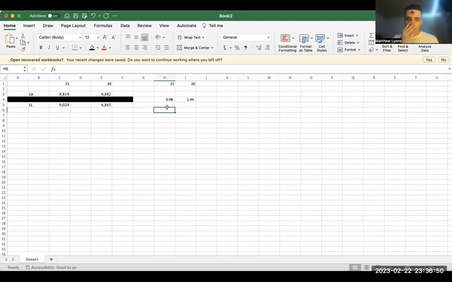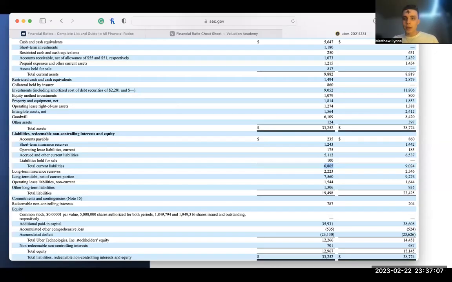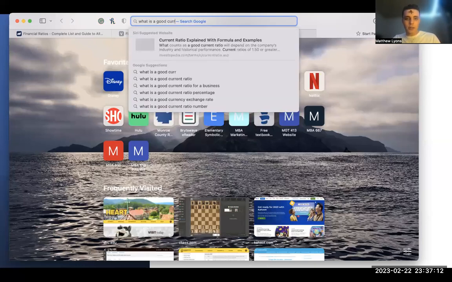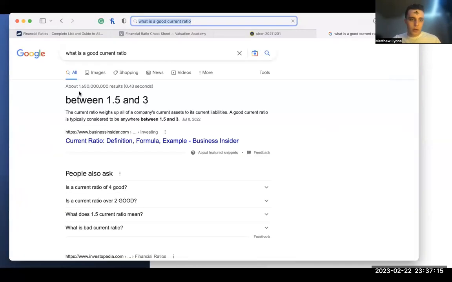All right, so what are we looking at? Let's make sense of this. 2021 is close to 1. Okay. And 2020 is well above 1. It's 1.44. That's really high. So you're trying to make sense of everything. So ask yourself, what is a good current ratio? Between 1.5 and 3. Typically, current ratio weighs up all the company's current assets to its current liabilities. Current ratio is typically considered anywhere between 1.5 and 3. Okay, so what's that tell us?